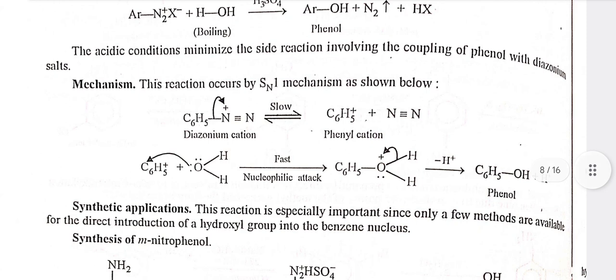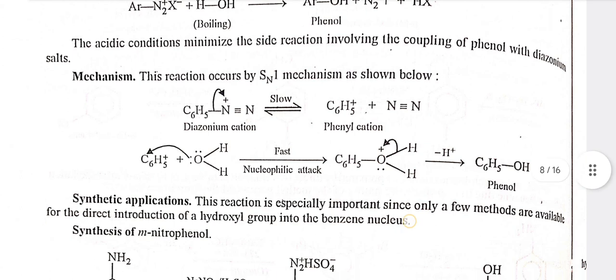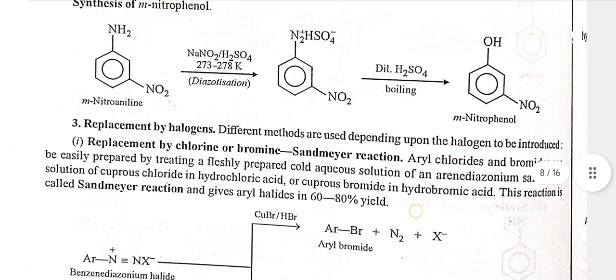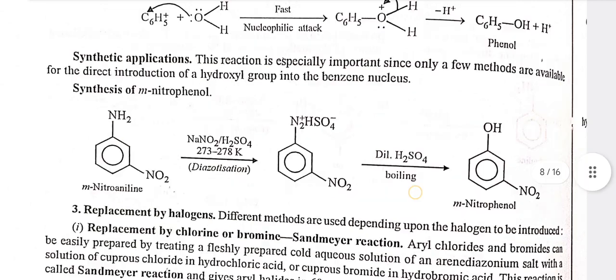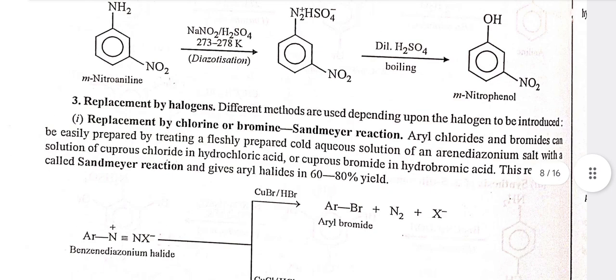The acidic conditions minimize the side reaction involving the coupling of phenol with diazonium salt. This reaction occurs by SN1 mechanism. Synthetic applications. This reaction is especially important since only few methods are available for the direct introduction of a hydroxyl group into benzene nucleus. Replacement by halogens.